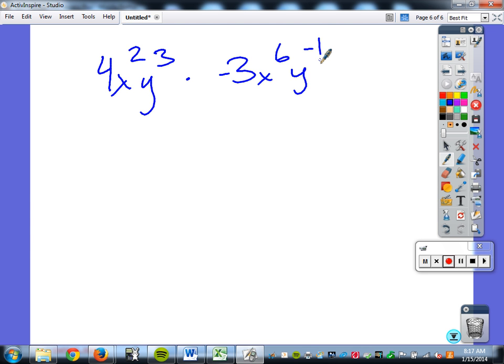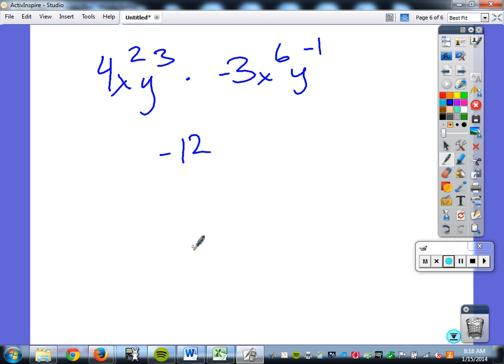Okay. Anybody have an idea what we're going to do? Just multiply, right? So we take the 4, we take the -3, and what are we going to do to it? We're going to multiply. So that's -12. 4 times -3 is -12. Well, we're still going with it. This is timesing. This is not adding.